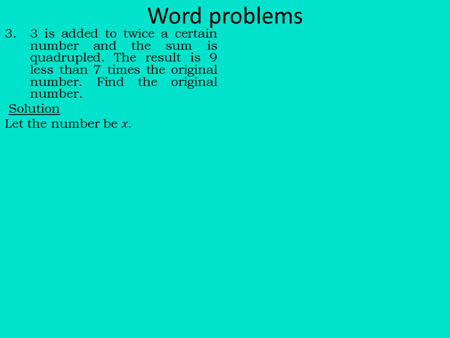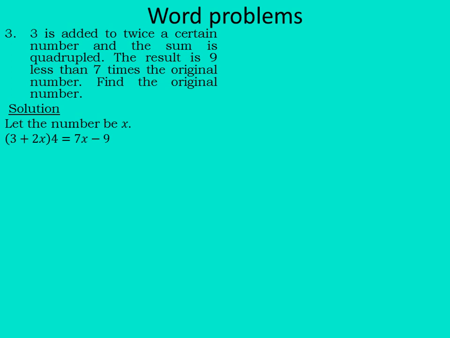So 3 is added to twice a certain number. Twice x, that will be 2 times x. So 3 is added to twice a certain number, so that will be 3 plus 2x. And the sum is quadrupled. So the sum of 3 plus 2x is quadrupled. So we are going to multiply all of 3 plus 2x by 4. So that's why I put brackets there. It is not that you are going to multiply 4 by only 3 or 4 by only 2.